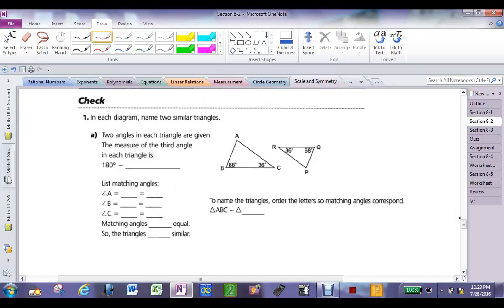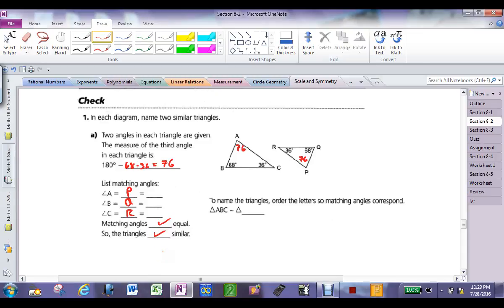What's the third angle? 180 minus 68 minus 36. So it's 76. I'll help you out. So now, do the angles. A matches what? P, B matches Q, and C matches R. The matching angles are equal. So we know these are similar, yes? As soon as the angles match, we know we're good.